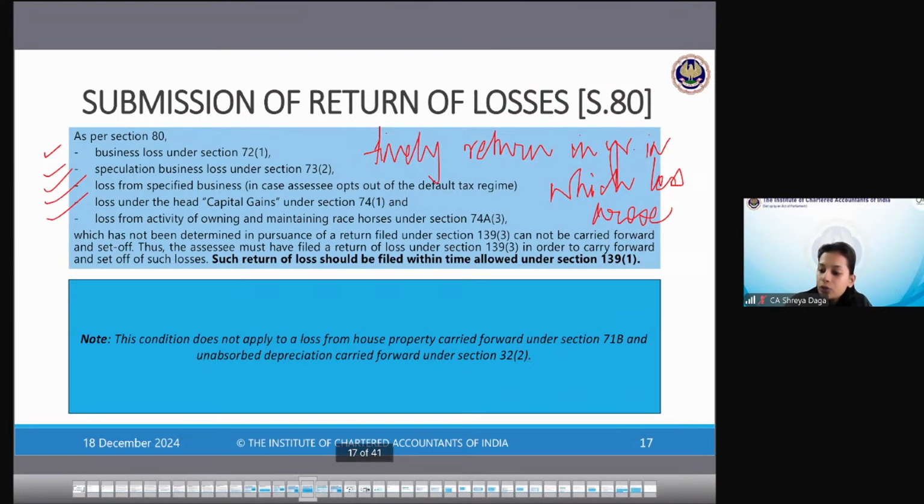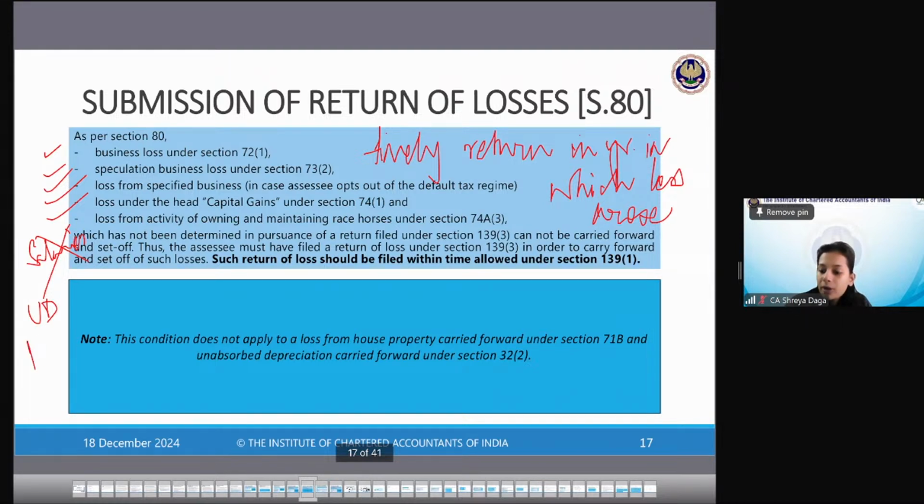What are we missing out? We are missing out salary head. Is there any loss in the salary head? Is there any possibility? So salary is out of the picture. Then what else are we missing? We are missing unabsorbed depreciation. That means for unabsorbed depreciation, even if you don't file a timely return, you can carry it forward.